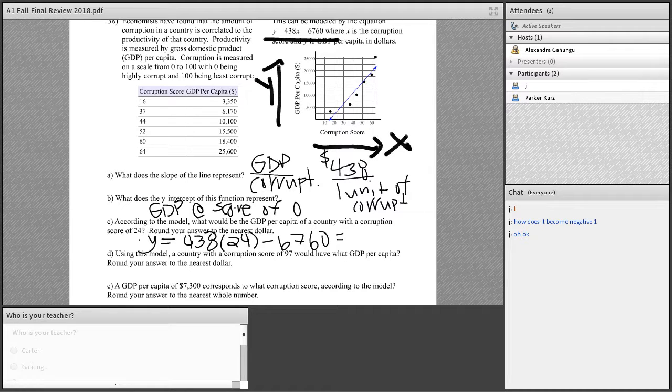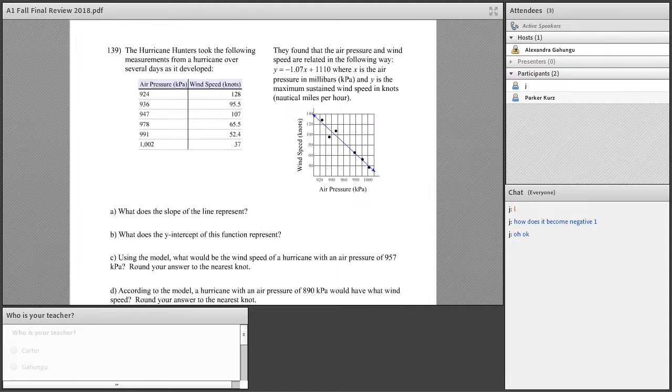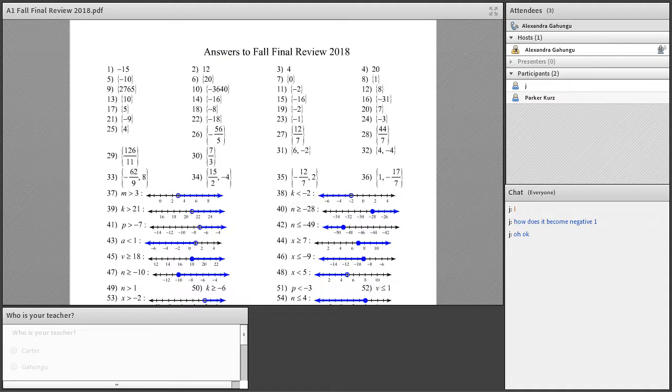438 times 24 minus 6,760. So what would the GDP per capita be? So it's 3,7. And that's it. So if they give you a value of x, you plug it in to find the value of y. All right. I just did another one like that.